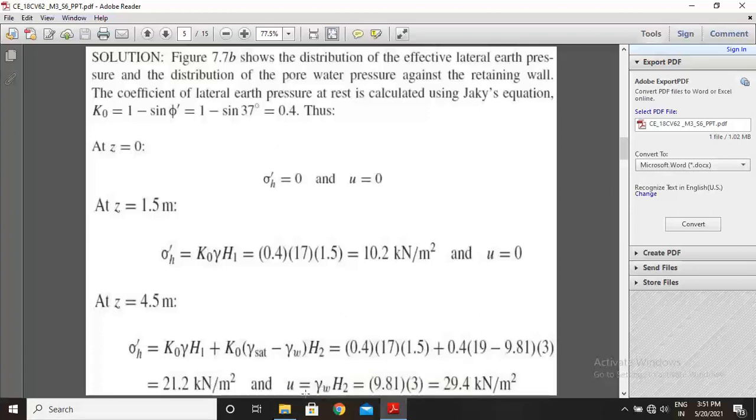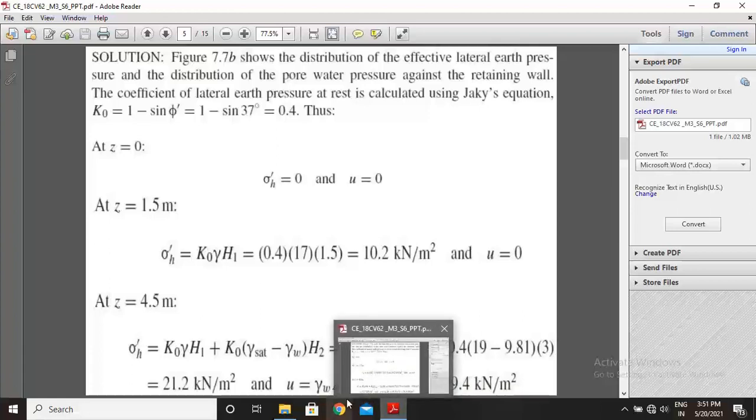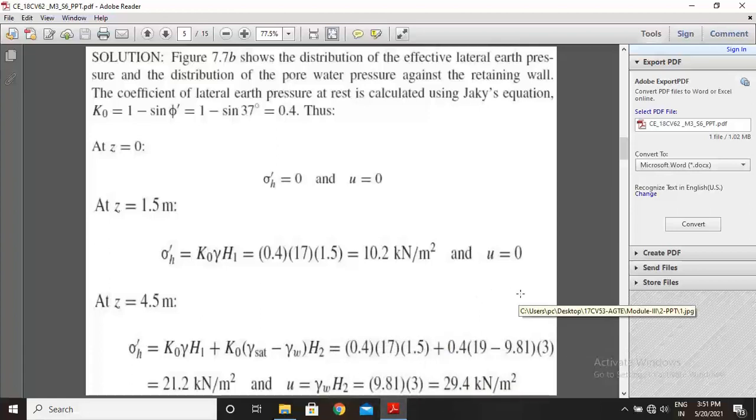And water pressure U equal to unit weight of water into depth of the retaining wall. So here the unit weight of water is 9.81 and H2 is 3. So we are getting 29.4 kilonewton per meter square.